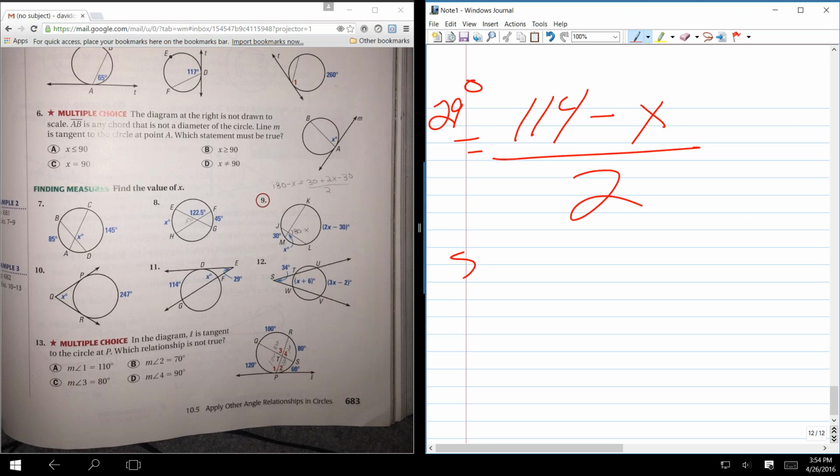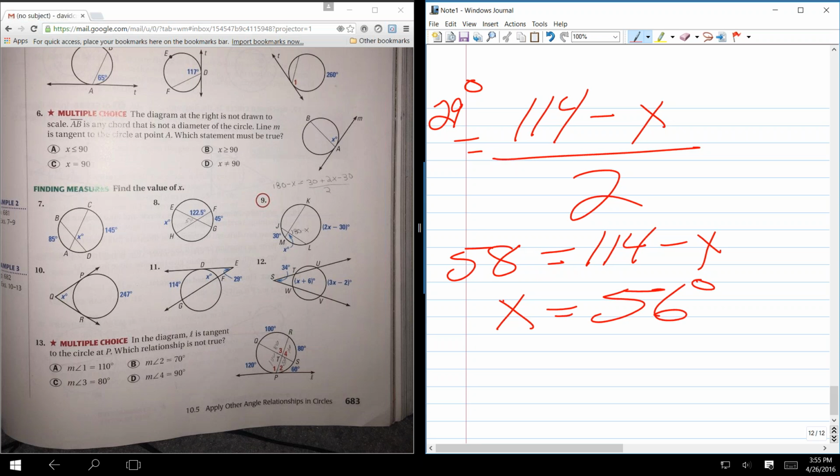See, what do we get? We get 58 equals 114 minus x. So x equals 114 minus 58. X is 56 degrees.